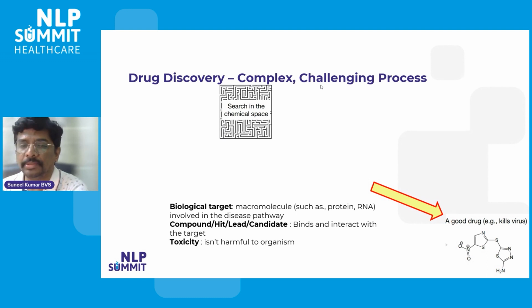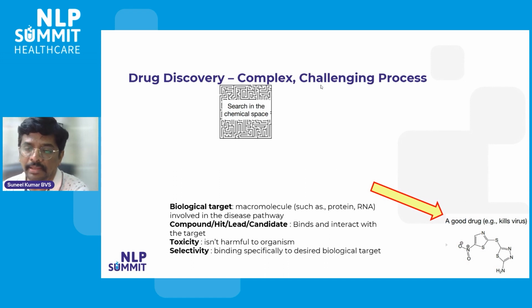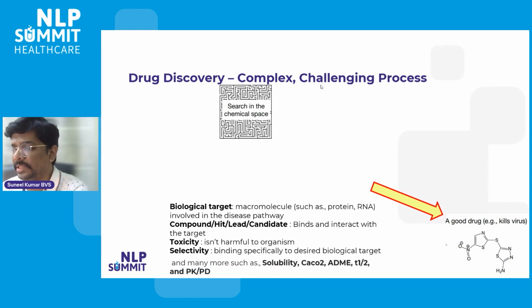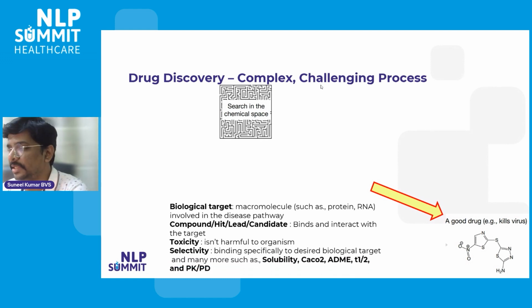Toxicity makes sure the given or designed molecule is not harmful to any living organism. Selectivity makes sure the compound is only binding to the desired biological target, not to any other biological target, to avoid off-target effects. Not only this, there are many more data points like solubility, CYP2, ADME, half-life, PK/PD. So we need to search this chemical space for molecules that meet all these endpoints to identify the best candidate, right?